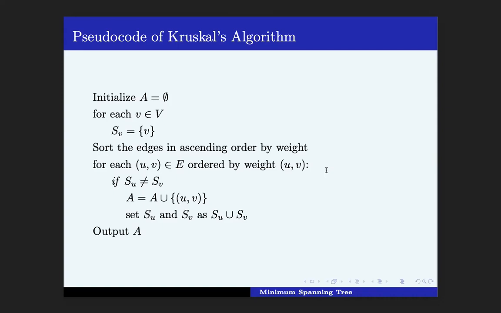So what we are doing is, first we are taking every vertex in V, and then we are forming a set for each vertex, which is SV. And then we sorted the edges. So when U comma V is an edge, what does it mean that SU is not equal to SV?